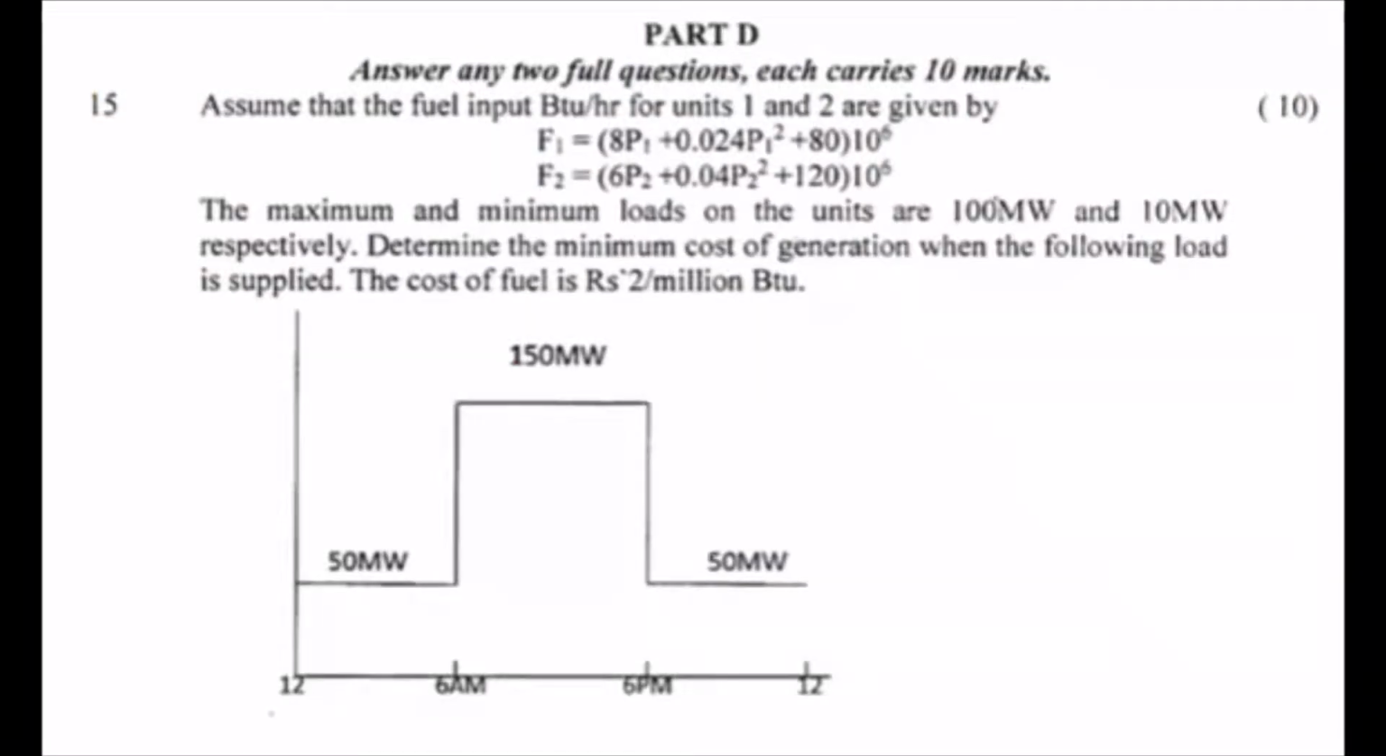Assume that the fuel input in BTU per hour for units 1 and 2 are given by F1, which is given in terms of P1, and F2, which is given in terms of P2. The maximum and minimum loads on the units are 100 megawatt and 10 megawatt respectively. Determine the minimum cost of generation when the following load is applied, and the cost of fuel is rupees 2 per million BTU, and one graph is also given.